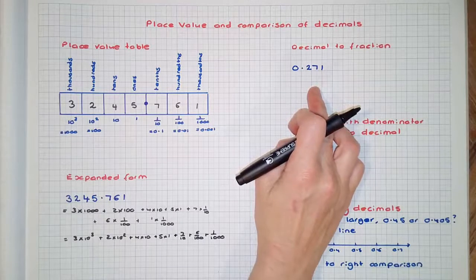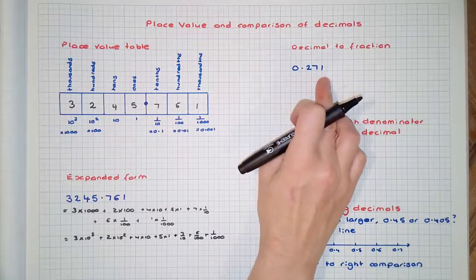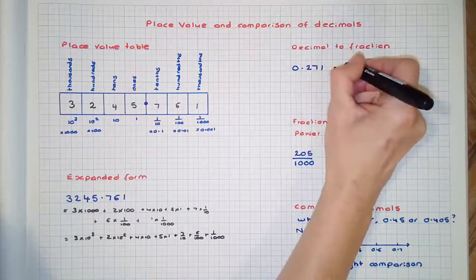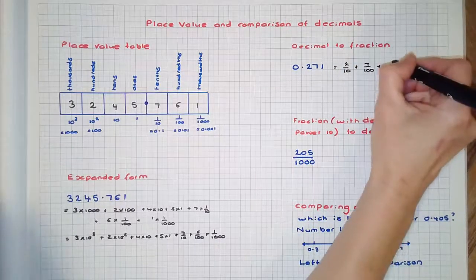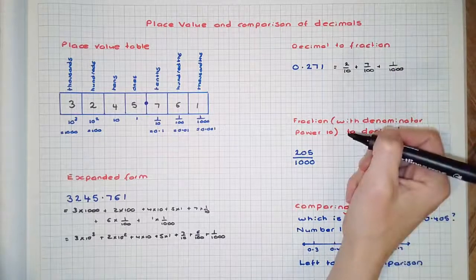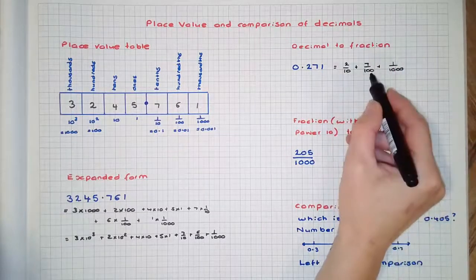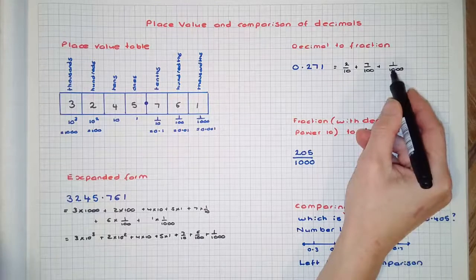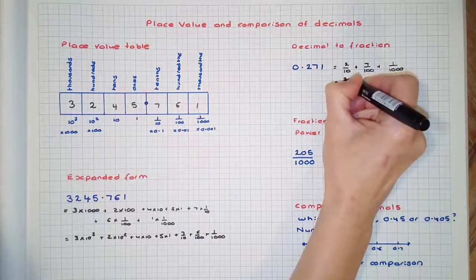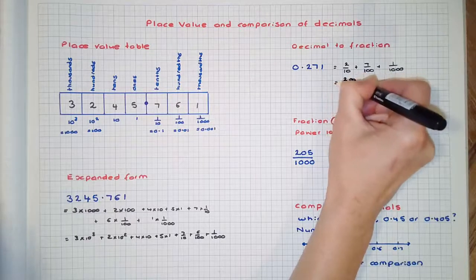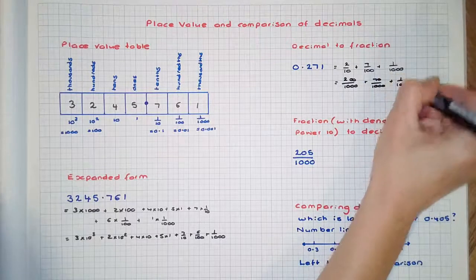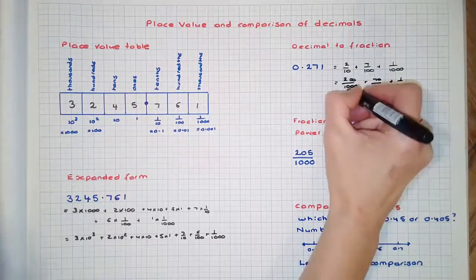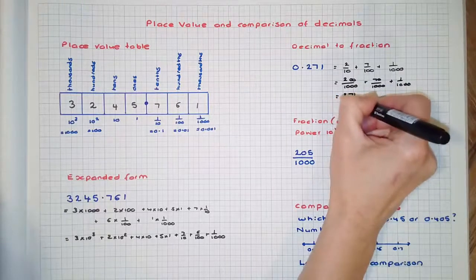Every decimal can be written as a fraction in which the denominator is a power of 10. For example, 0.271 is 2 tenths plus 7 over 100 plus 1 over 1,000. The lowest common denominator of 10, 100 and 1,000 is 1,000. So making equivalent fractions over 1,000, we would have 200 over 1,000 plus 70 over 1,000, leaving 1 over 1,000. And this can now be combined as 271 over 1,000.